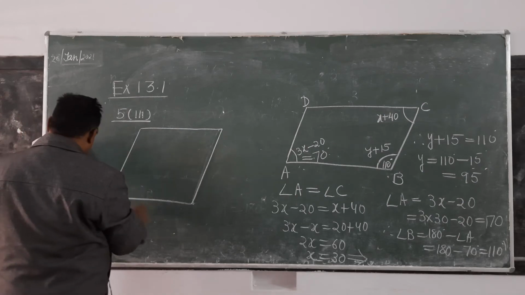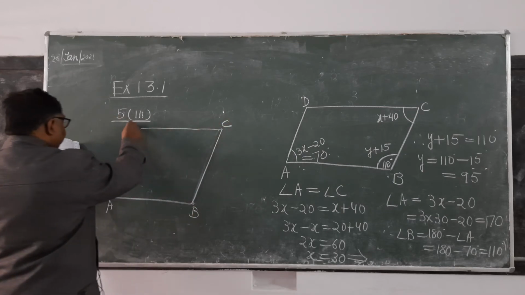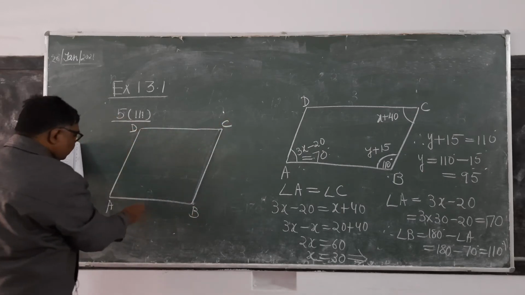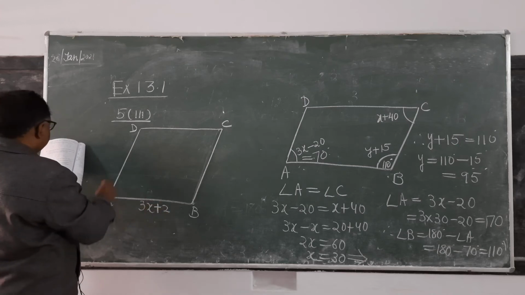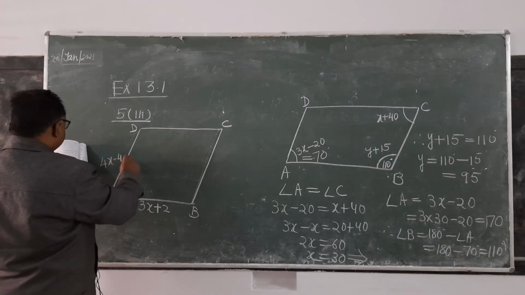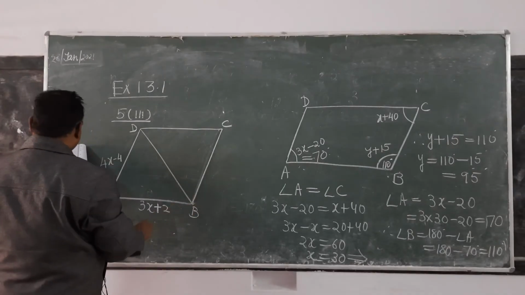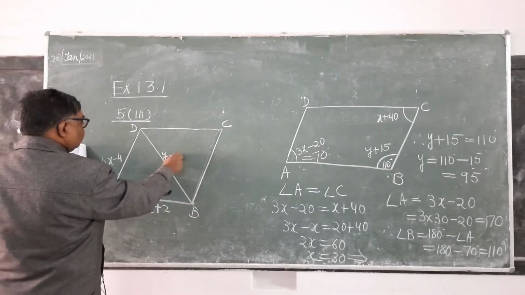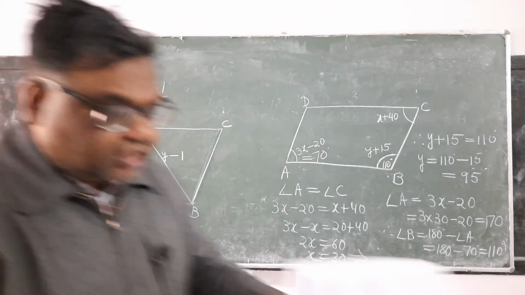This is ABCD. This is given 3x plus 2. This is 4x minus 4. And this is given here how much? y minus 1. It's clear? You have to determine x and y.